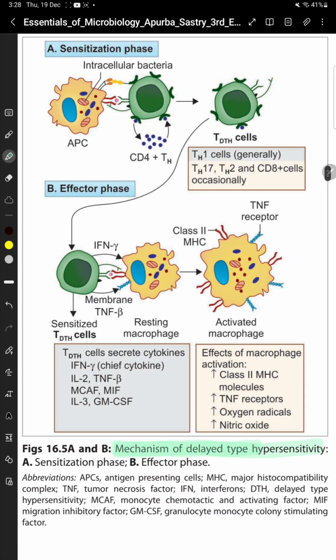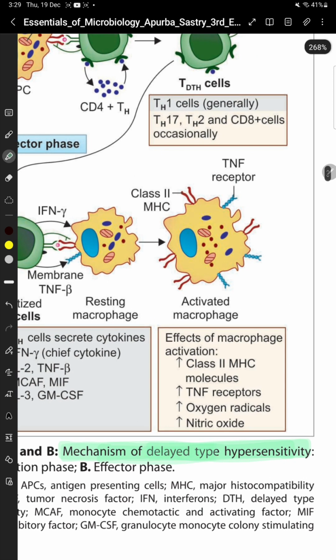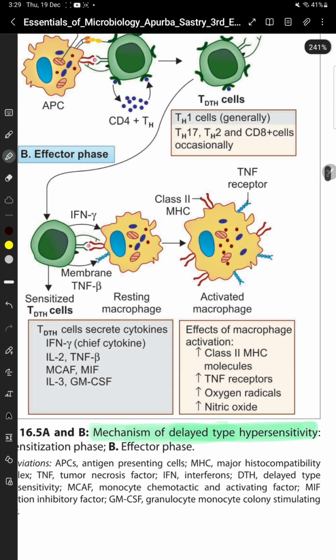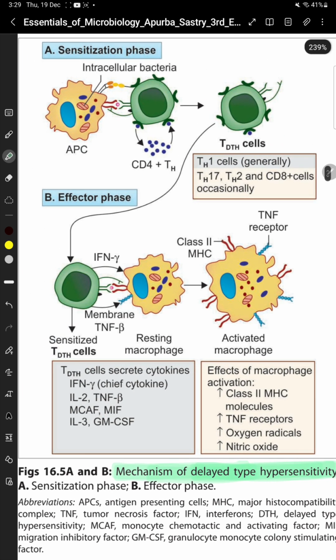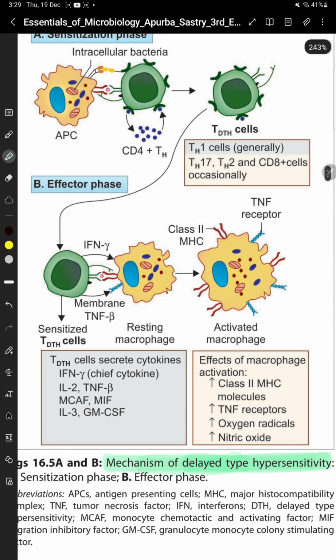The mechanism of delayed type hypersensitivity reaction. Type 4 hypersensitivity is also known as delayed type because the duration between contact of antigen and appearance of symptoms is 2 to 3 days, like 24 hours to 72 hours. So it is known as delayed type hypersensitivity.